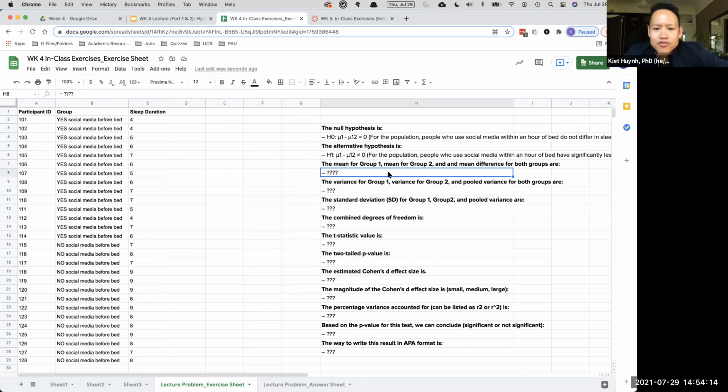Okay, the mean for group 1, the mean for group 2, and the mean difference for both groups. Okay, so this is where we have Google do the work for us. All right, you need to install an add-on.